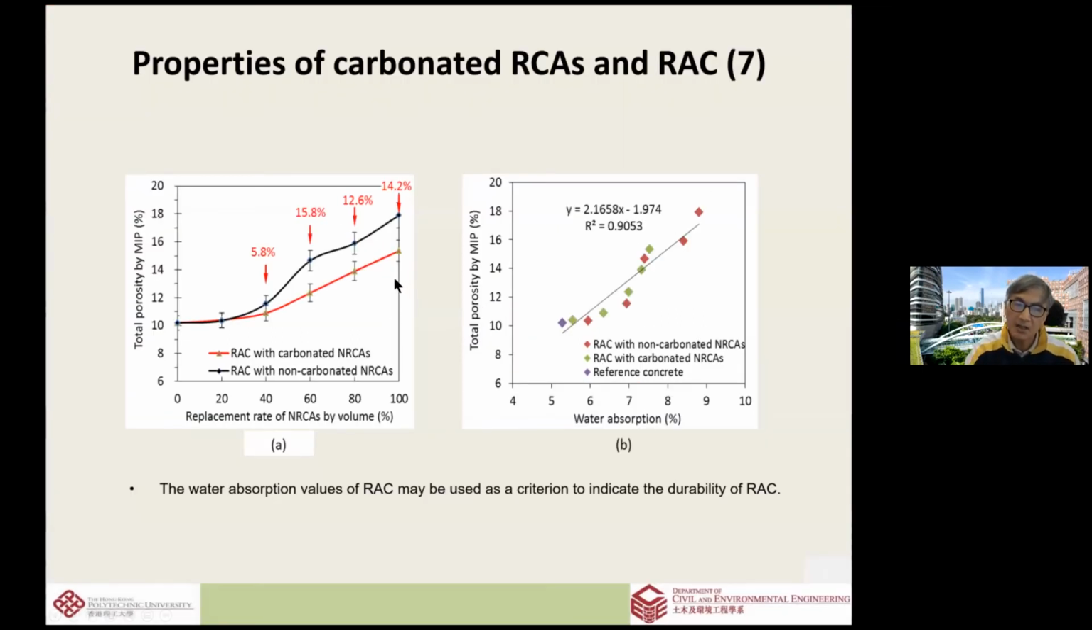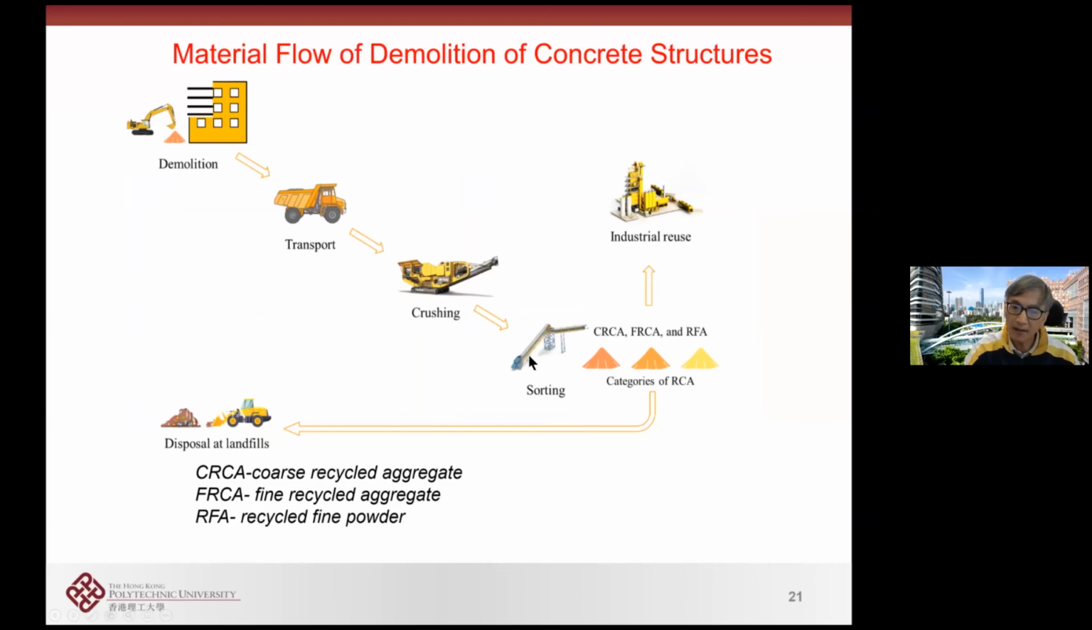So let's go back to this flow. After crushing and sorting, we produce this coarse recycled aggregate. But actually, we can improve the properties of this recycled aggregate by carbonation, using waste CO2, which both improves the properties and captures some CO2. And this is applied also to the fine recycled aggregate, which means less than 5 mm. But at the same time, we are very interested in the recycled fine powder.